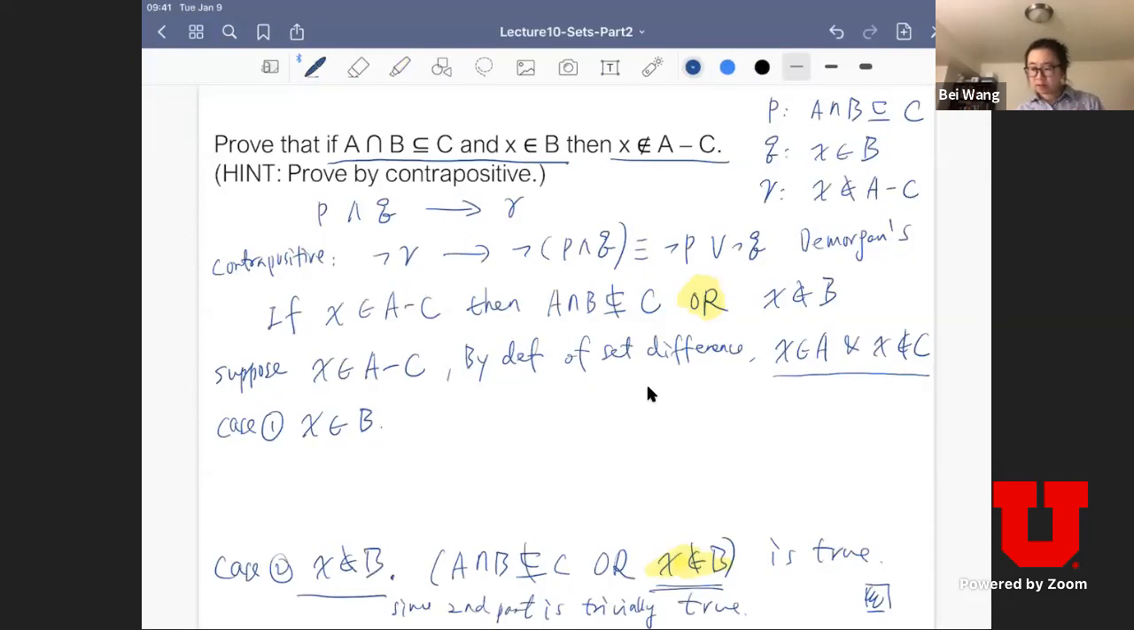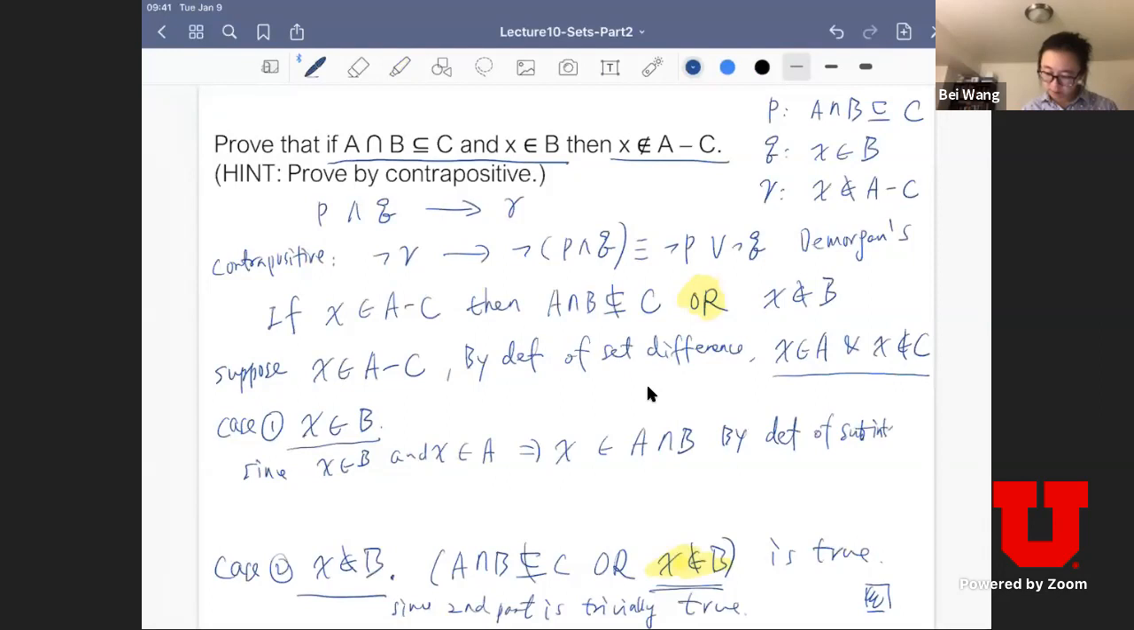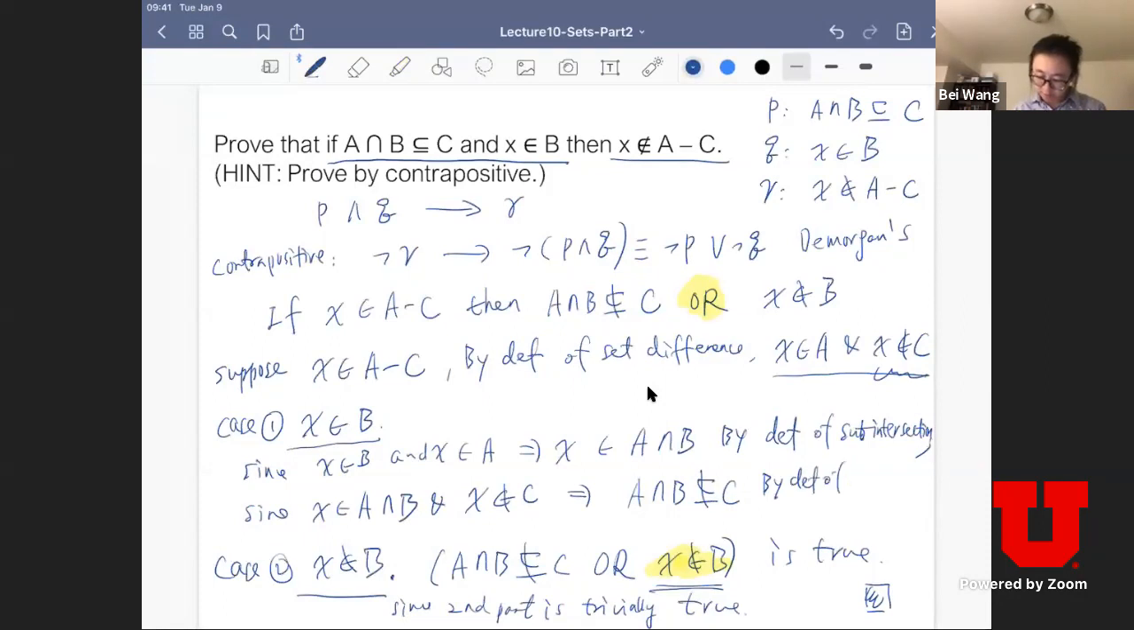Remember, I assume X is in A and X is not in C. And for case one, I assume X is in B. Because X is in B and X is in A, that means X is in A intersect B by definition of set intersection. Now, also because X is in A intersect B, and as the second part of the assumption X is not in C, that means there's an element X in A intersect B but not in C, so A intersect B is not a subset of C. This is again by definition of subset.